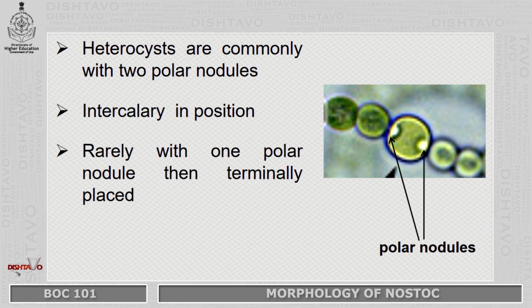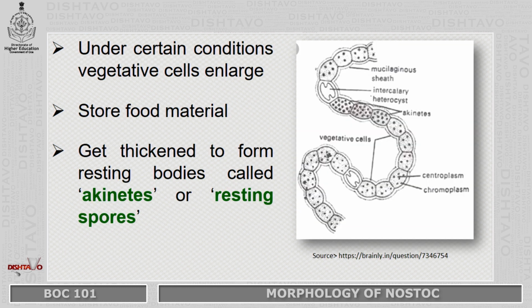Now, heterocysts have two polar nodules or granules. At the end of this heterocyst you can see two polar nodules, and when the heterocyst has two polar nodules, it is intercalary in position. Very rarely, the heterocyst can have only one polar nodule, and then it is placed terminally. Under certain conditions, the vegetative cells enlarge, store food material and get thickened, forming resting bodies which are called akinetes or resting spores.